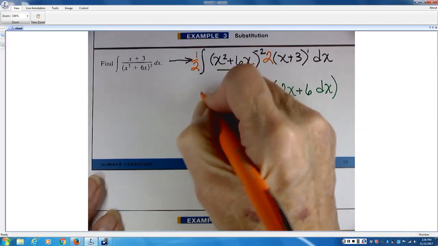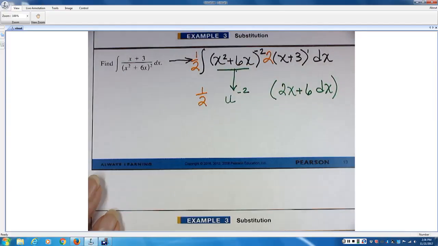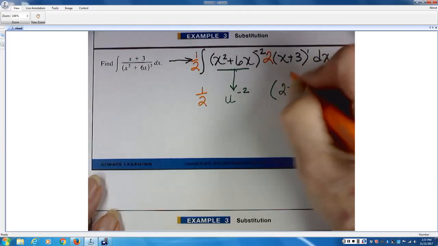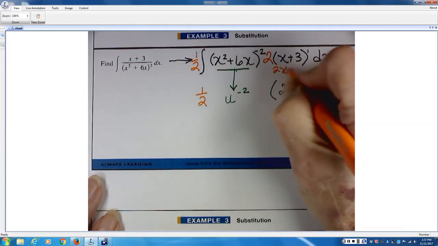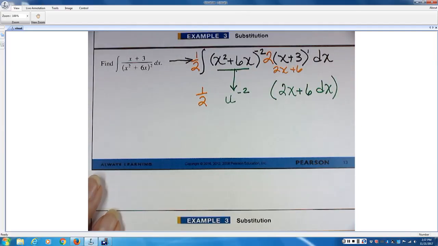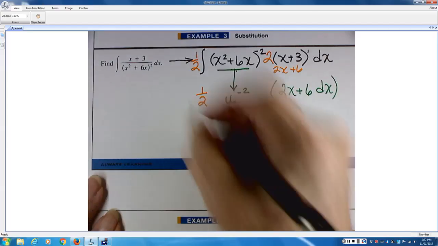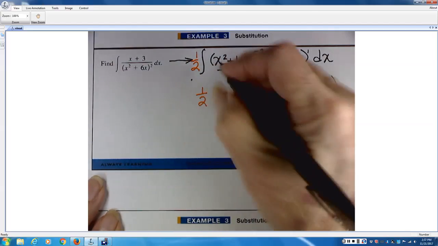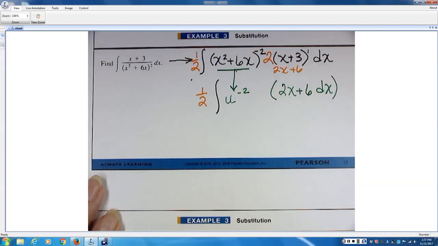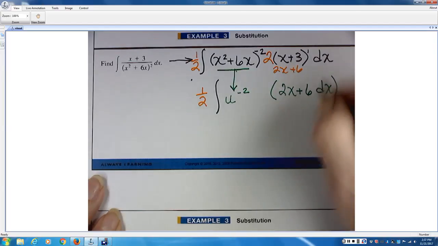What do I need to go with this to have that? I need a 2. So I can put a 2 in there. But if I put a 2 in there, where else do I have to put something? Outside, I gotta put 1/2. So that means I'm gonna have to keep that 1/2. I need the 2 to make 2x plus 6. But now I've got something I can work with, because now I have 1/2 times the integral of u to the negative 2, and this is du.